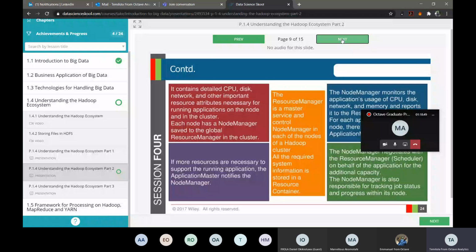So for YARN, I'm just going to read out the slide. It contains detailed CPU, disk, network, and other important resource attributes necessary for running applications on the node and in the cluster. Each node has a node manager, which reports to the global resource manager in the cluster.